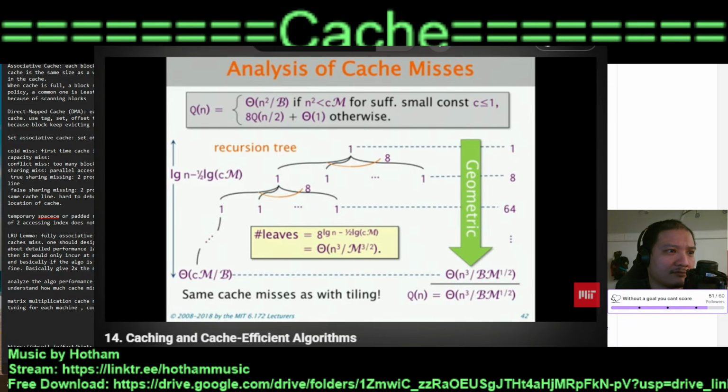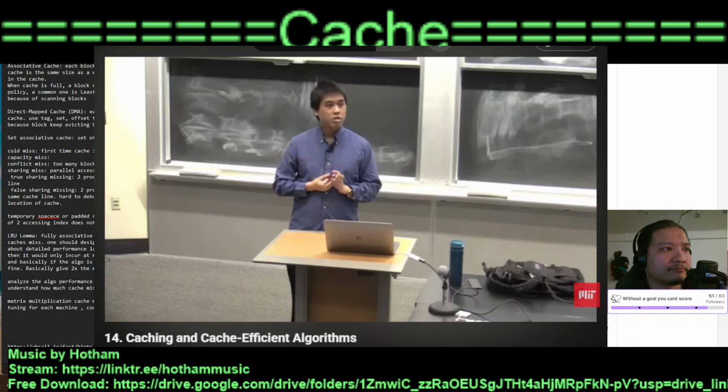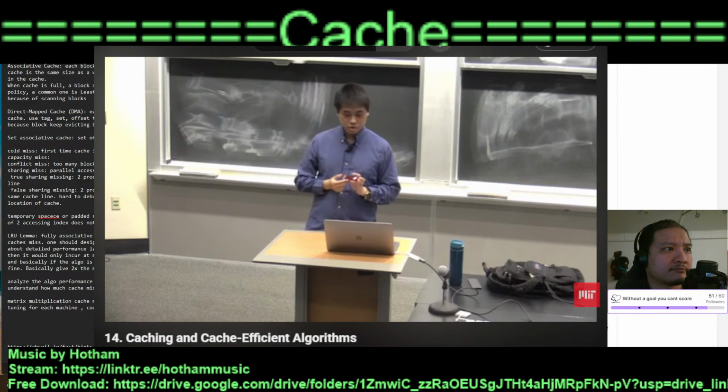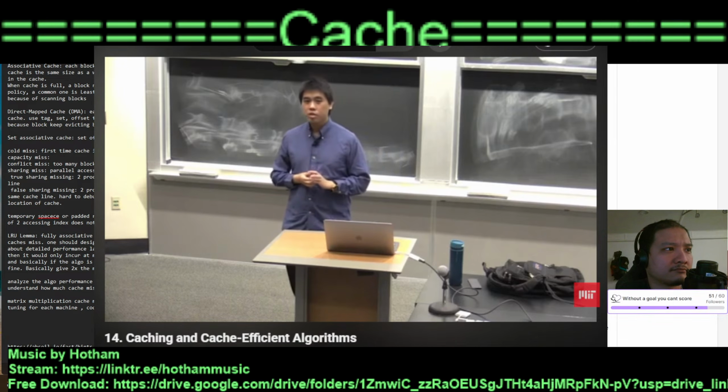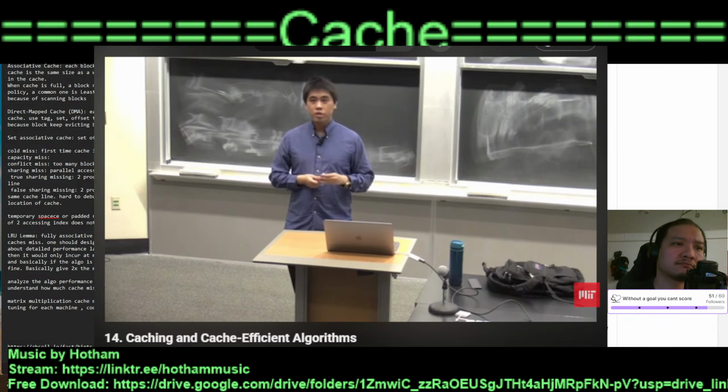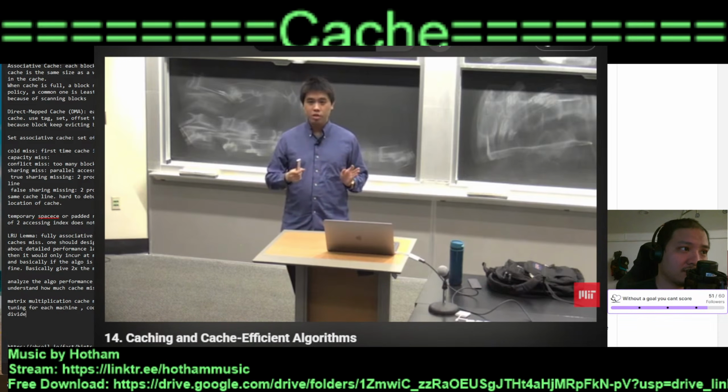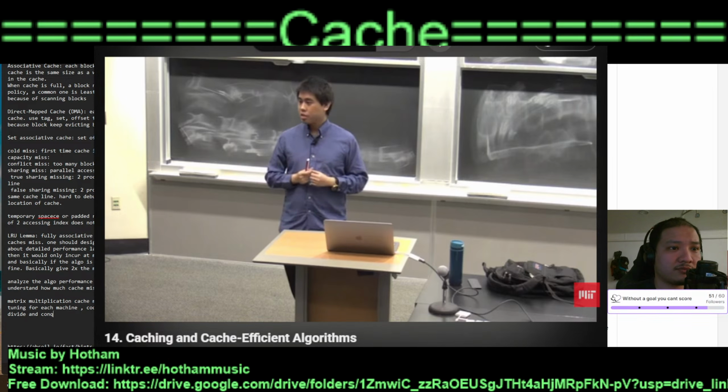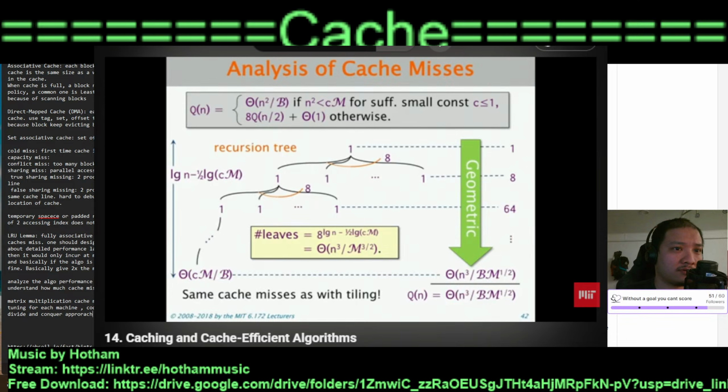So what cache sizes does this code work for? So is this code going to work on your machine? Yeah, divide and conquer approach. It's going to get good cache performance. So this code is going to work for all cache sizes because I didn't tune it for any particular cache size.